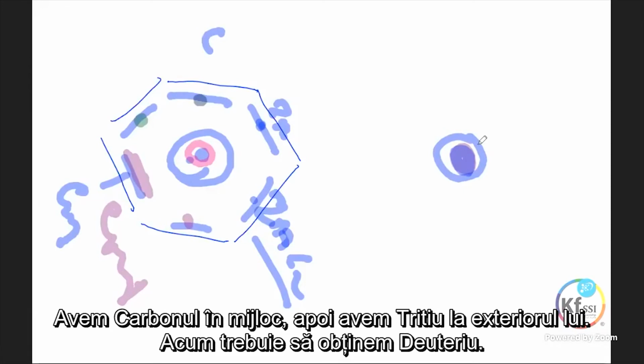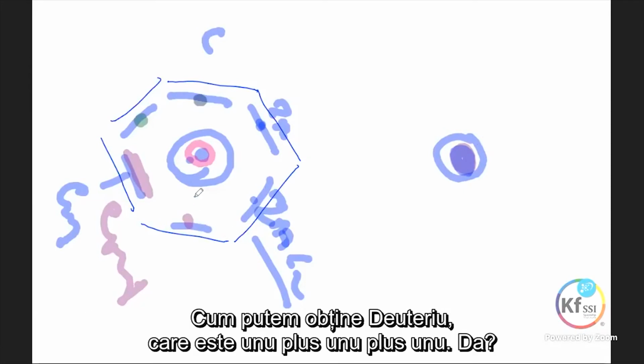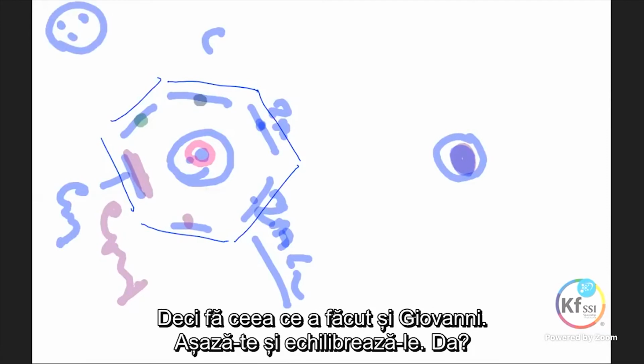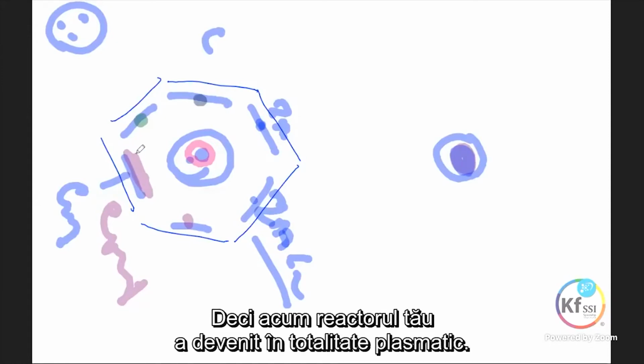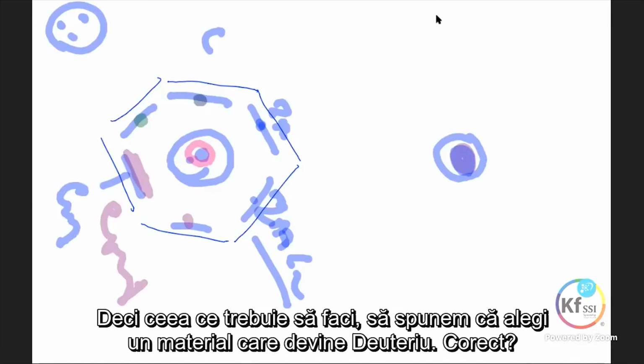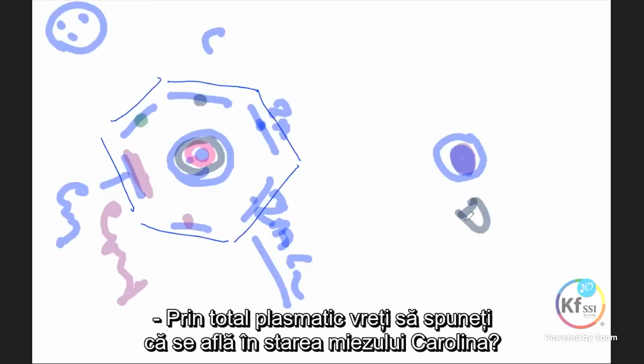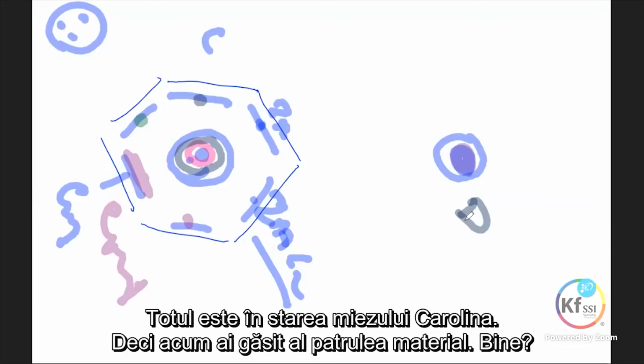Now we need to get the deuterium. How can we get the deuterium, which is 1, 1, and 1? So do what Giovanni does: sit down and balance it out. So now your reactor has become totally plasmatic. Let's say you choose a material which becomes deuterium. By totally plasmatic, you mean it's in the Caroline core state? Everything is in the Caroline core state.